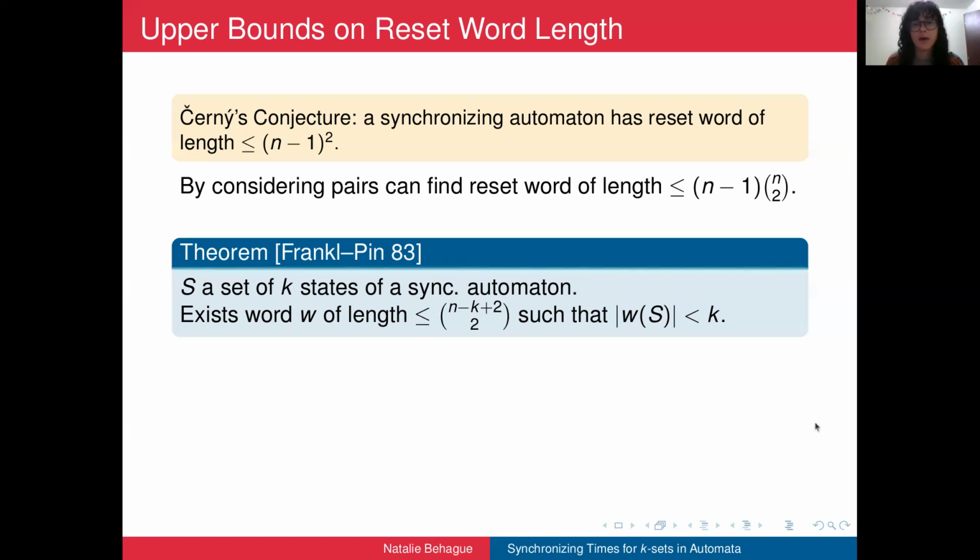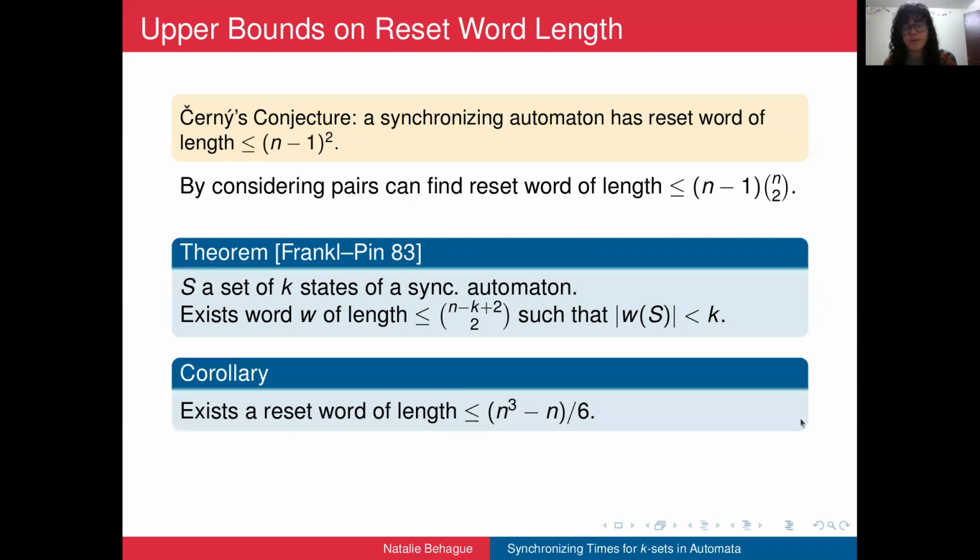And if you repeatedly apply this, you just start with n states and then go down to a smaller set and then to a smaller set and so on. You sum up these values that you get from this Frankl-Pin theorem, and a corollary is that you can find a reset word of length (n cubed minus n) over 6. That's just summing these binomial coefficients. So that's better than our naive upper bound, which was like n cubed over 2. This is like n cubed over 6. But it's still quite far from the actual conjecture, which was n squared. So it's definitely an improvement, but it's only a constant improvement.